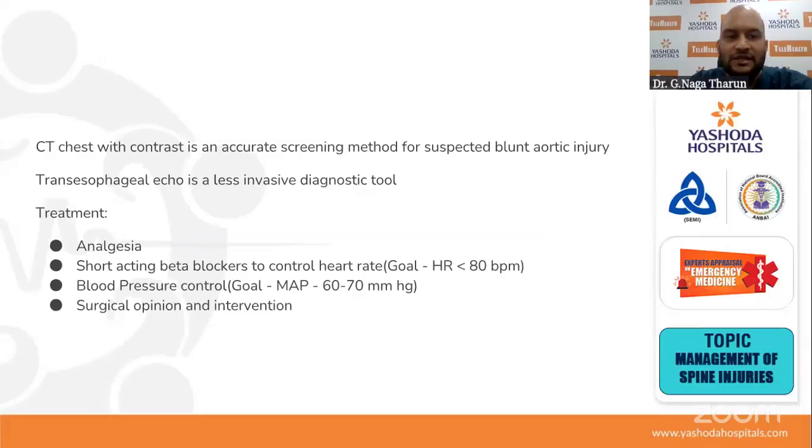CT chest with contrast is an accurate screening method for suspected blunt aortic injuries. But transesophageal echo is a less invasive diagnostic tool. Treatment in aortic injuries is mainly analgesia, short-acting beta blockers to control heart rate, and blood pressure control, and we have to maintain the MAP between 60 to 70 mmHg. Surgical opinion and immediate intervention are required. CTVS intervention is required if a definitive finding of aortic injury is there.